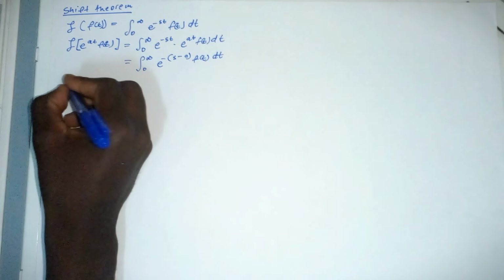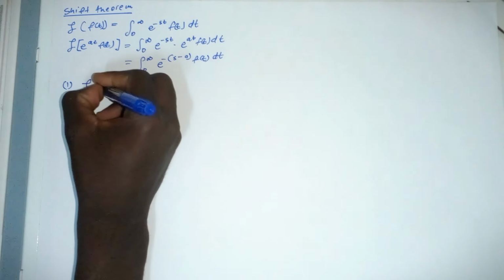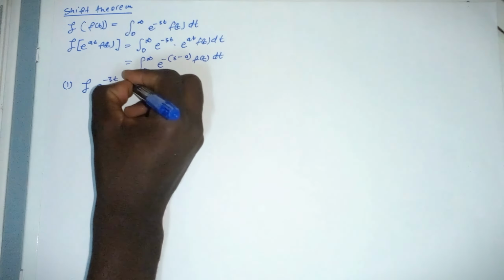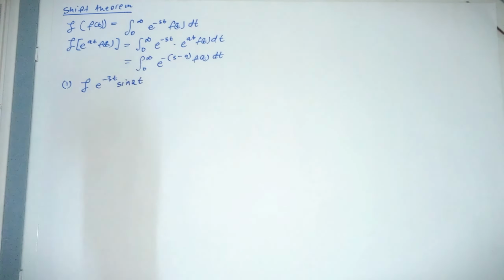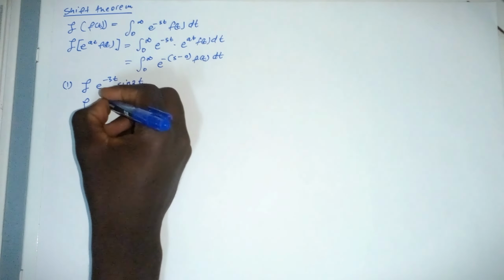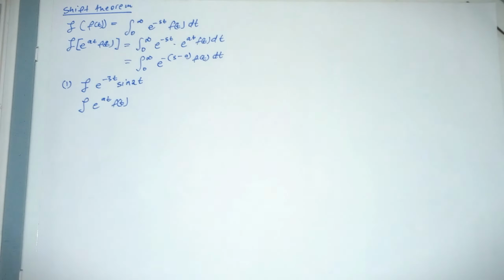So first of all, we want to evaluate the Laplace transform of e to the power negative 3t sine 2t. Okay, so as you can see, this problem is in the form of the Laplace transform of e to the power at f(t), in which f(t) equals sine 2t. So what we're going to do, we're going to deal with f(t).